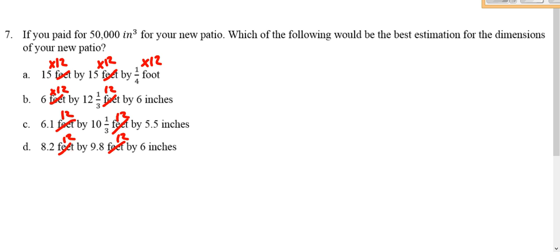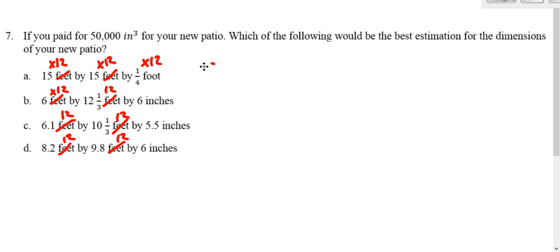So we've got 15 times 12 is 180 inches. By 180 inches, by 1/4 of a foot is 3 inches. You can do 1/4 times 12 if you want. So converting that all to inches, that is 180 by 180 by 3, all in inches.